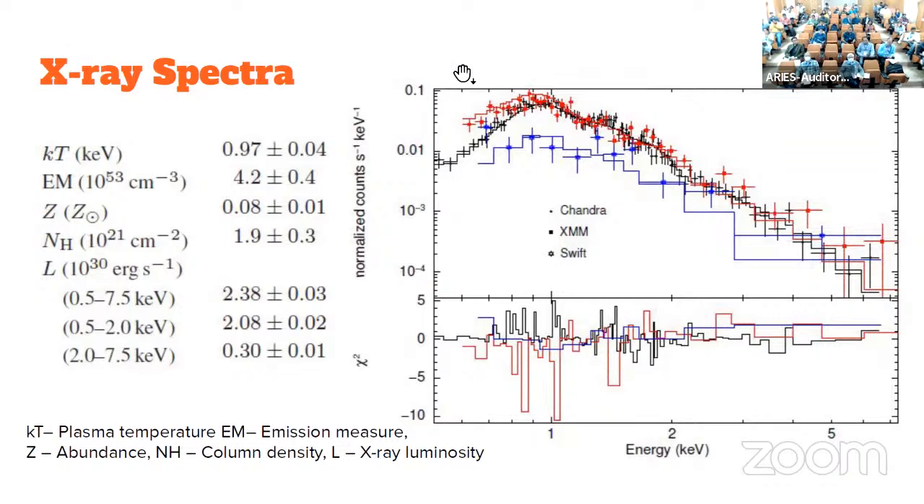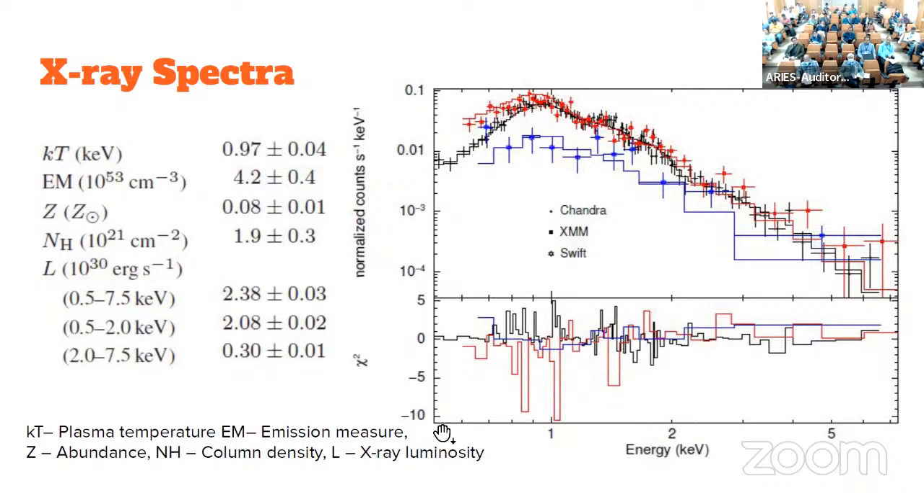So this is the broadband spectrum, and I fit it, and I found that the temperature is approximately 1 keV, that's 0.97 keV here, which corresponds to 11.2 million Kelvin. If you see, the emission measure is 4.2 times 10^53, and the abundance is 0.08 times the solar abundance, which is quite close to the abundance found in other TW Hya stars.